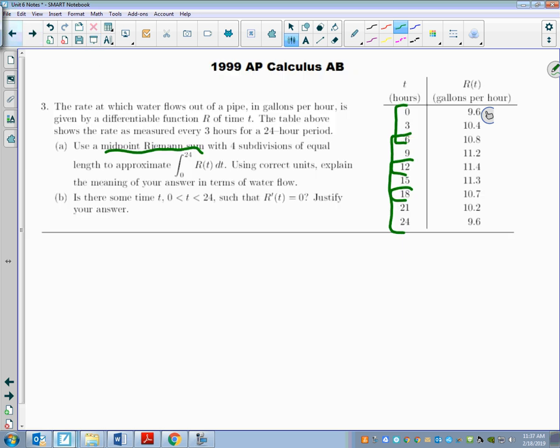And then part B says, is there a time where the derivative equals 0? So there's multiple ways you could do this, but this makes me think of Rolle's theorem. And so when I look at this and I see, are there any numbers that equal the same? At 0 and 24, they both equal 9.6. But I don't know that I'm allowed to use the endpoints, I wonder. Let's see what they say. 10.4, none of those other ones repeat themselves though, right?